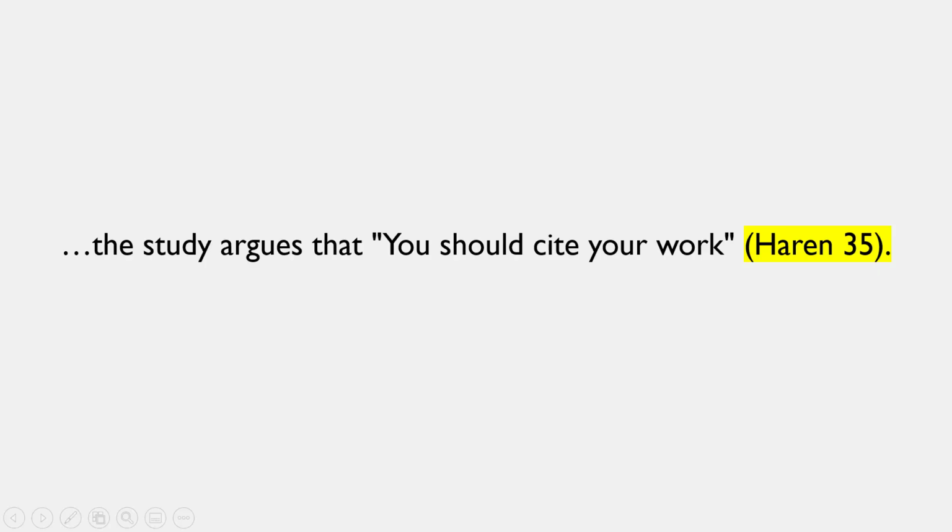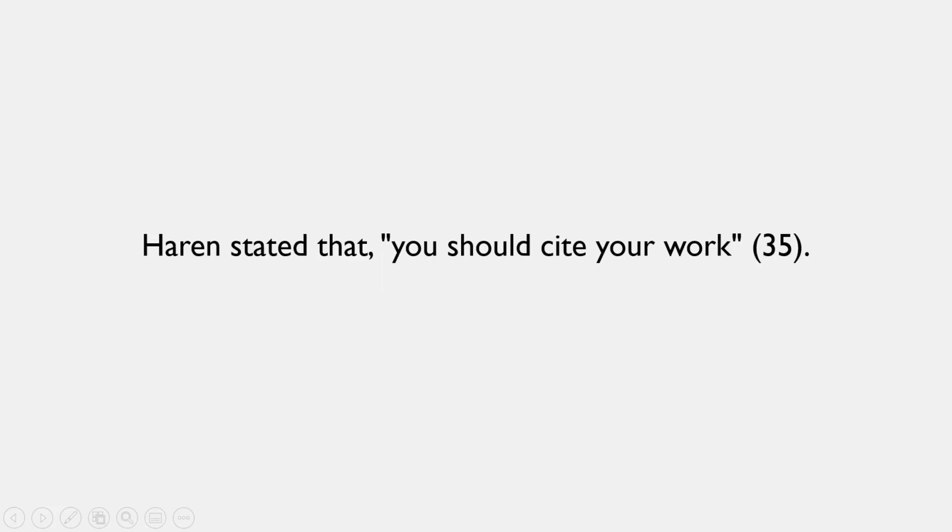Now, there are two basic ways to integrate an in-text citation into the text of your paper. First, you can place the whole citation at the end of the sentence in which you include a quote or paraphrase. So, for example, "the study argues you should cite your work" (Heron 35). Note that the citation falls outside of the quotation marks and that the period that ends the sentence comes after the citation.